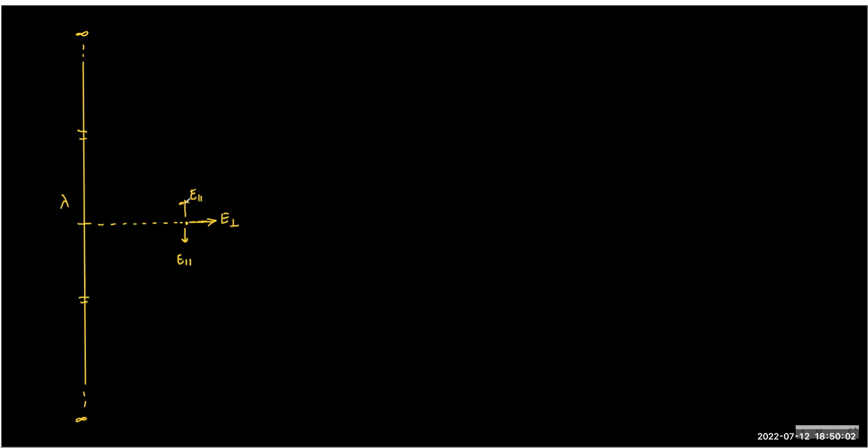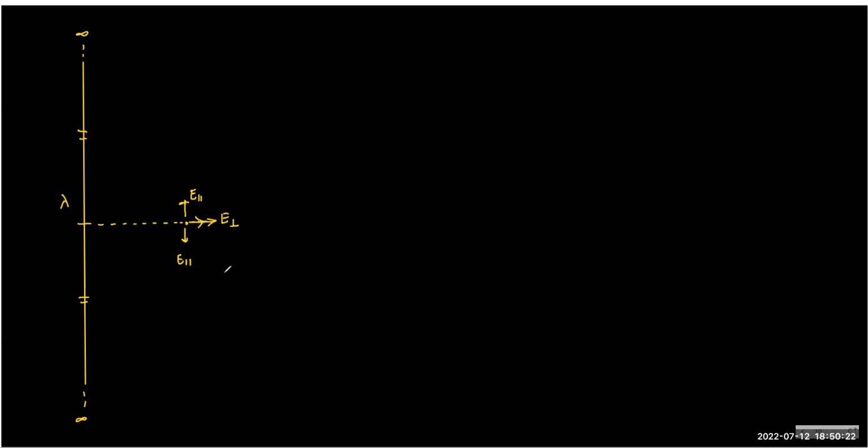But the upper half will create a field below and to the right. Do you realize this? So it will get fast. The net answer will be twice the E perpendicular due to the semi-infinite wire, right?